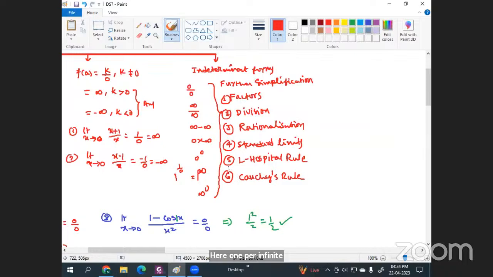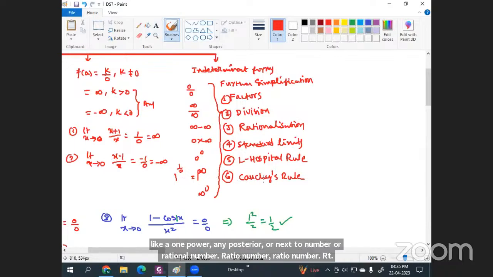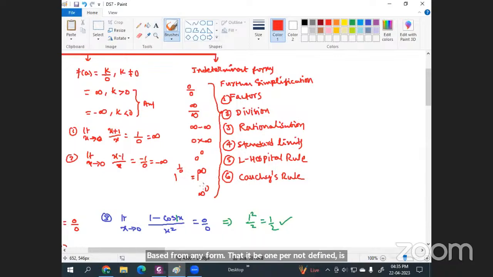You may get 0 by 0 or infinity by infinity, infinity minus infinity, 0 into infinity, 0 power 0, 1 power infinity. Don't say 1 power anything is 1, right? So 1 power 1 is different. Here 1 power infinity means 1 power 1 by 0. It's not like 1 power any positive integer or natural number or rational number or p by q form. Any form, let it be. 1 power infinity is an indeterminate form, and we also say infinity power 0.